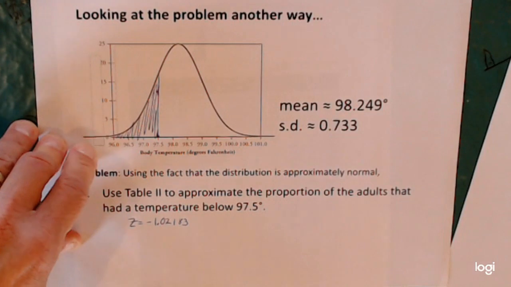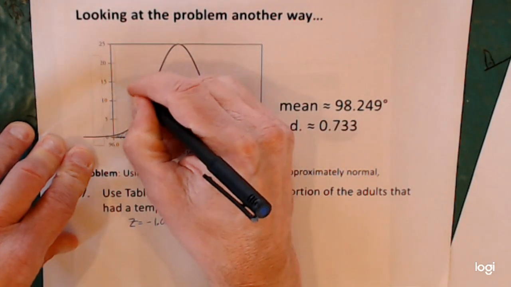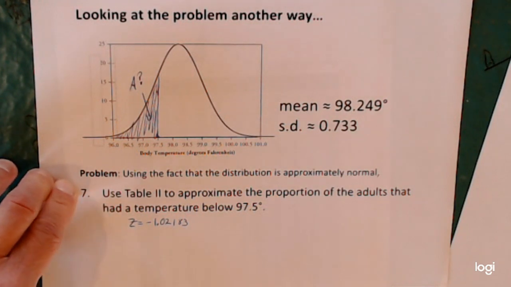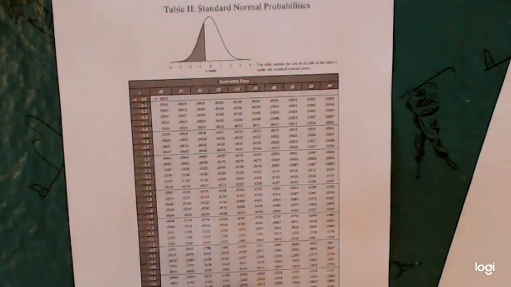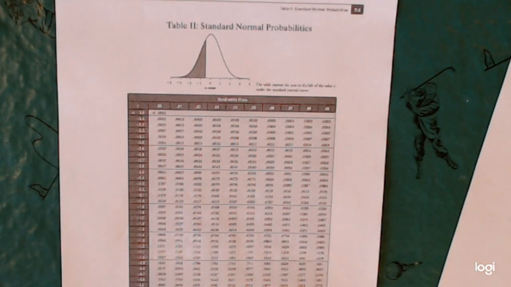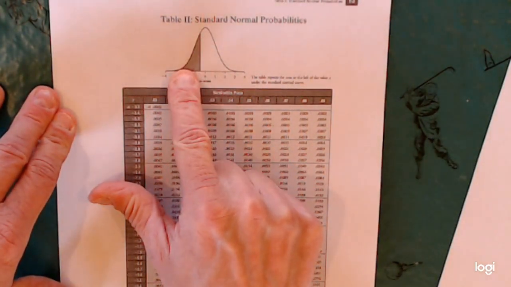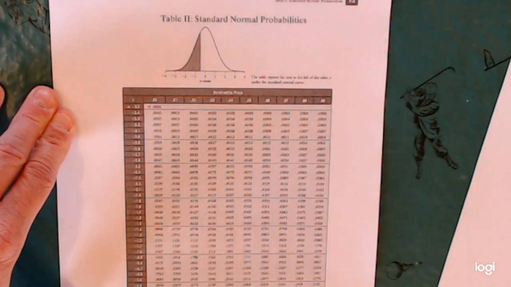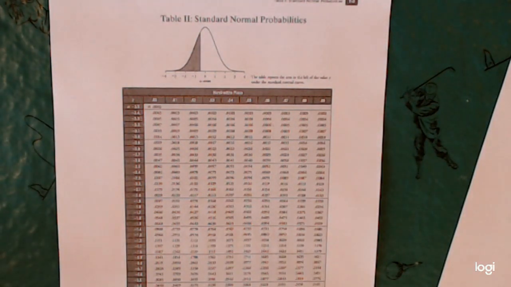And then I know there's 100% of the observations below the whole curve. I want to know what that area is, and that's what table 2 is going to do for us. Table 2 is at the back of your book, and it's called Standard Normal Probabilities. What it does is give you the area under the curve, the proportion of observations under the curve, to the left of the given z-score. Let me see if I can get a slightly bigger, better picture of this.